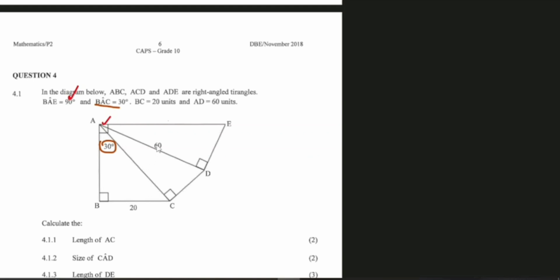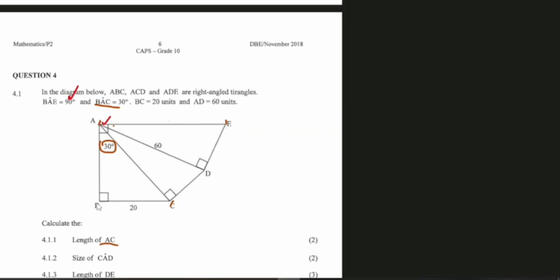right? If you've got this angle over here, you can use tan to determine this side over here, DE, or use cos to determine AE. So it should be relatively easier for us to answer the questions below. Let's start with 4.1. They say we must calculate the length of AC.